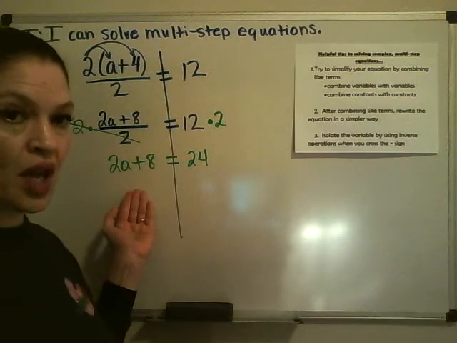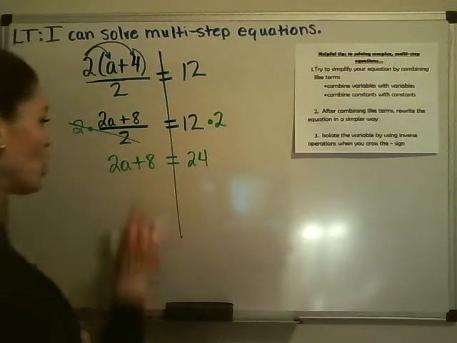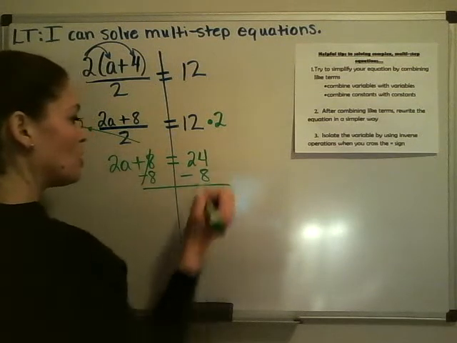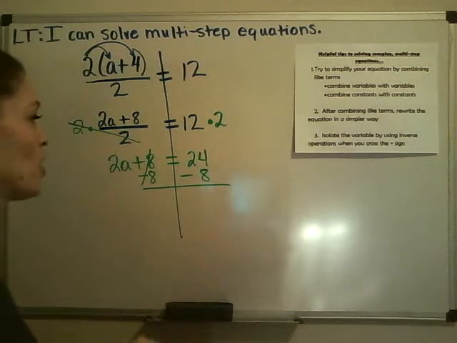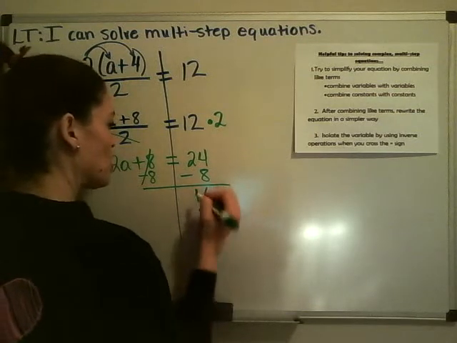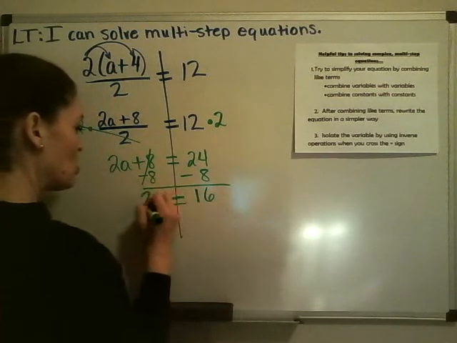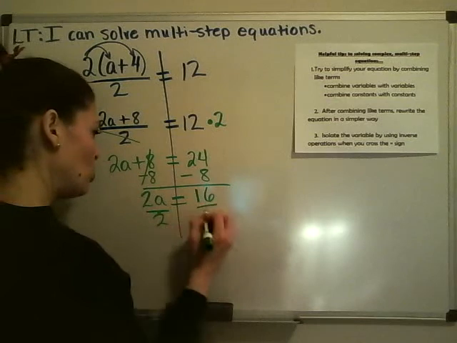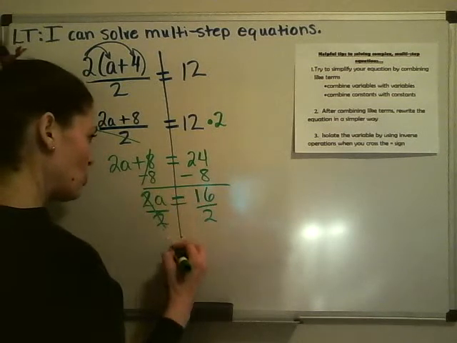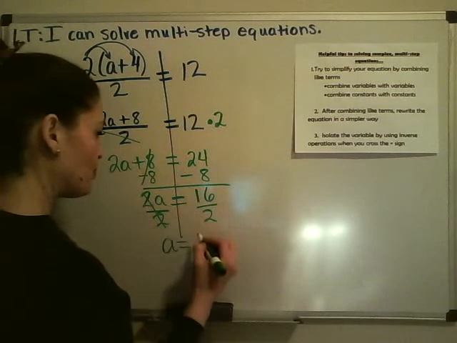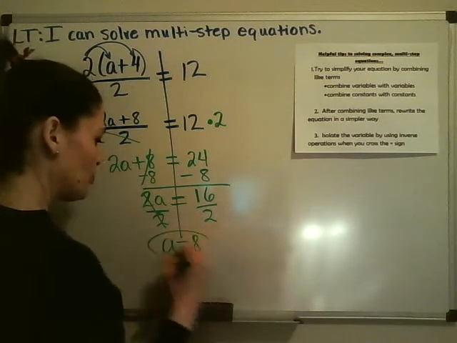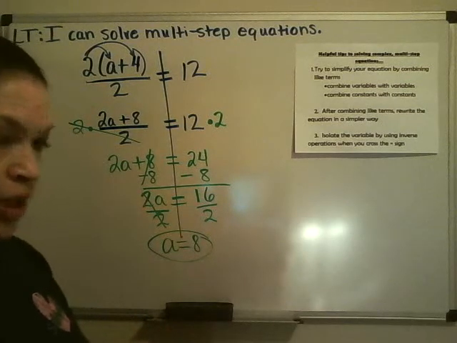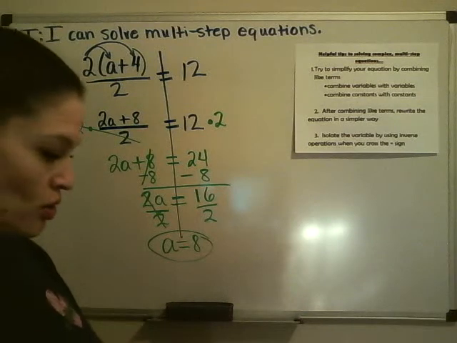yesterday, Thursday, and Wednesday. Okay, move the constant. So minus 8, cancel, minus 8. Well, 24, take away 8, you should be at 16 equals 2a. And now we're going to divide by 2, divide by 2. A equals 16 divided by 2 is 8. And that is a distributive property with fraction.